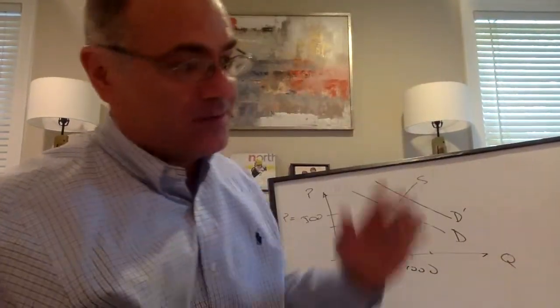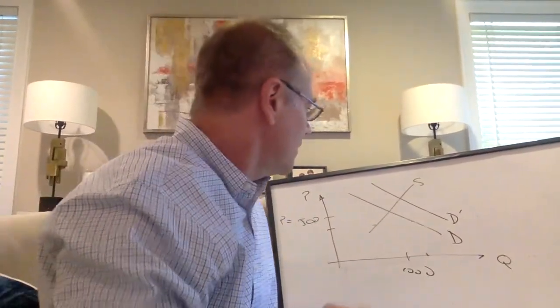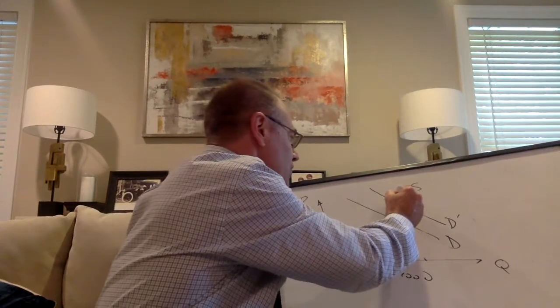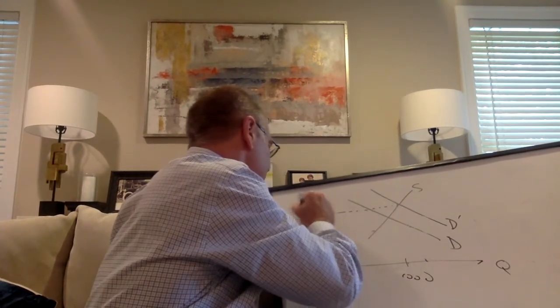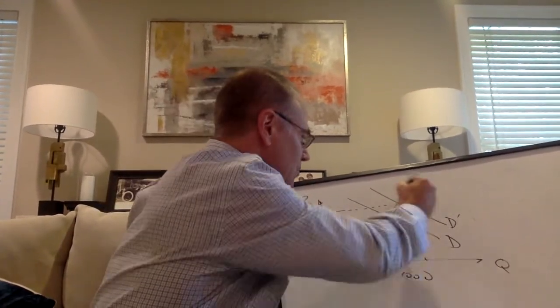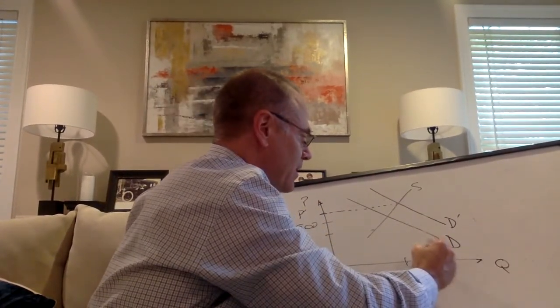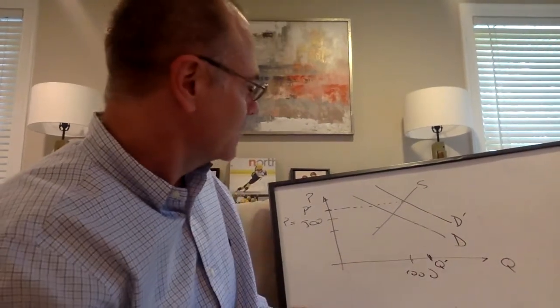When that happens, so the price of a substitute goes up, what happens? Well, we get a new market clearing price. This one is higher. We get a new market clearing quantity. Here again, as before, this one is higher.